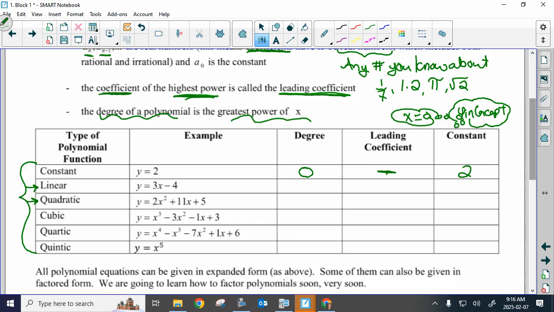Yeah? Okay. So what degree would this be? If there's no exponent on the x, but we can visibly see an x, it would be degree 1. So this is degree 1. My leading coefficient is the number attached to the highest power, so my leading coefficient here is 3. And my constant term is negative 4. That's going to give me my y-intercept of 0 and negative 4.